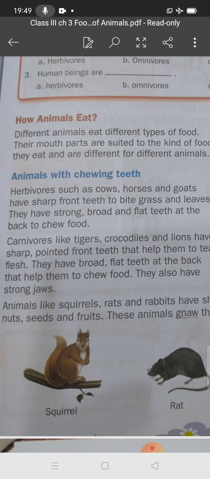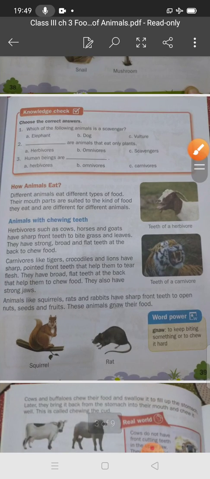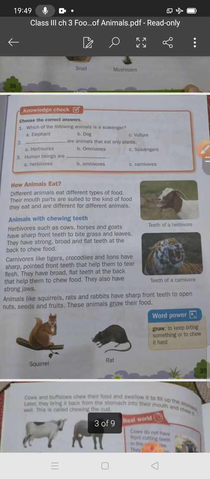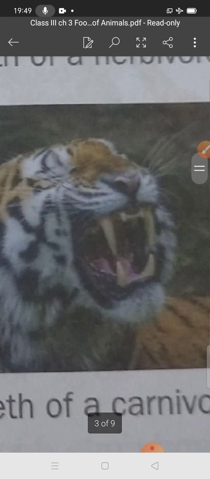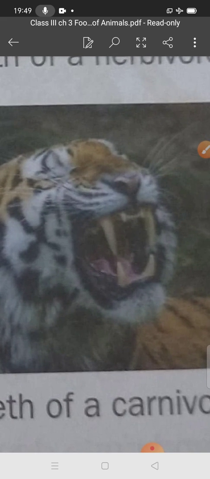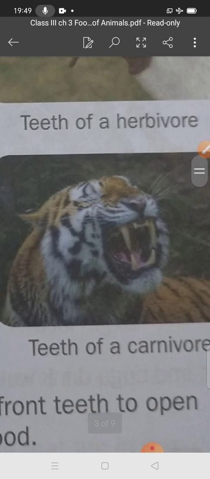Now students, we will discuss carnivores. You can see the teeth of a carnivore. This is the teeth of a carnivore. If we talk about carnivores like tigers, crocodiles and lions, they have sharp pointed teeth. They help them to tear flesh.